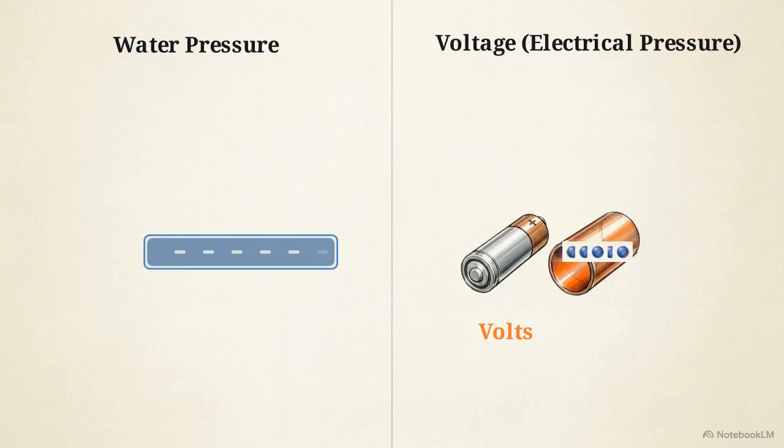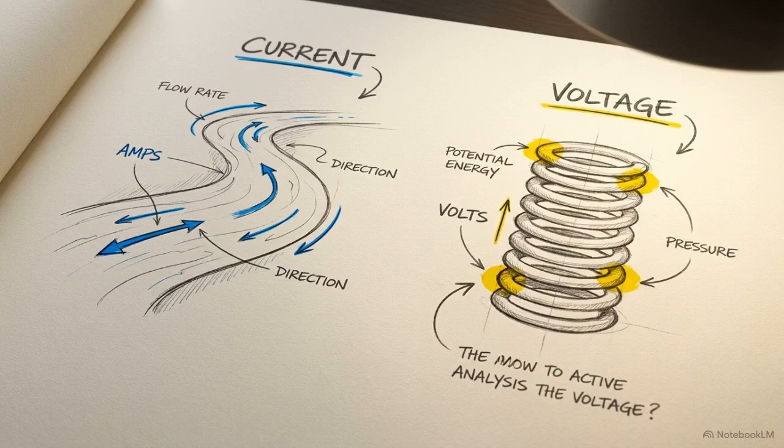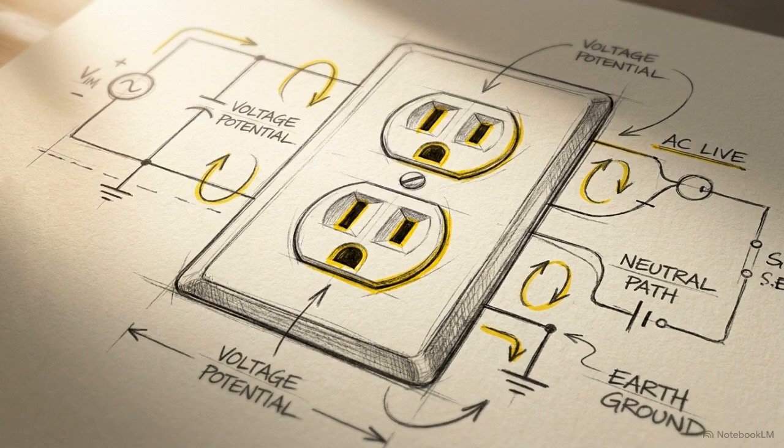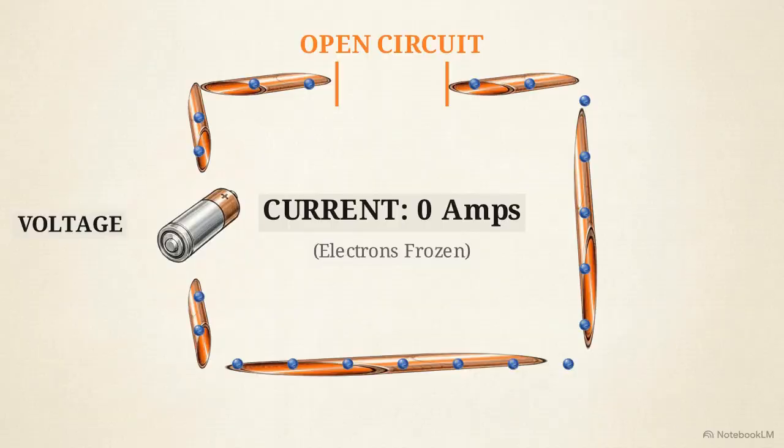Just like a high-pressure tank aggressively pushes water through a pipe, voltage forces electrons to move through a circuit. Think of current as the flow and voltage as the cause. You can have high voltage waiting at an outlet even when nothing is plugged in, but you will never get current to flow without voltage doing the pushing.